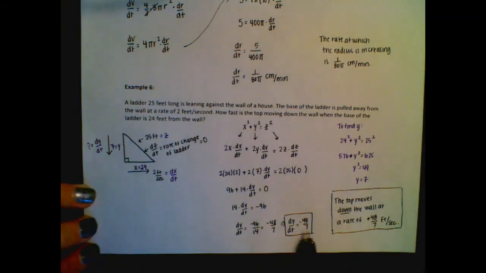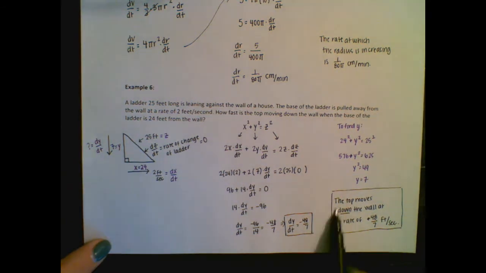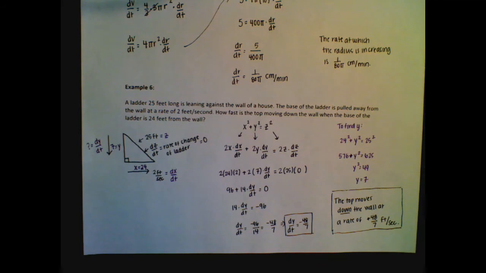So usually when we have a negative rate of change, we don't generally say that. Like I wouldn't say that the top moves down the wall at a rate of negative 48 over 7. The key word here is putting the "down" in, because that down is telling us that that length is getting shorter.